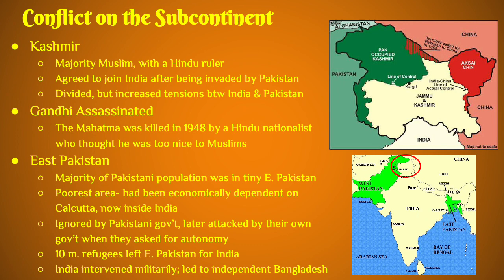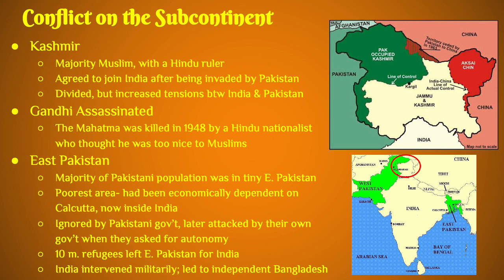They didn't get the resources that they really needed. And part of the problem for East Pakistan is that it was very closely intertwined economically and culturally with Calcutta, which is a major city in India. And of course, Calcutta is now not in Pakistan anymore. And so they're sort of cut off from their economic base.